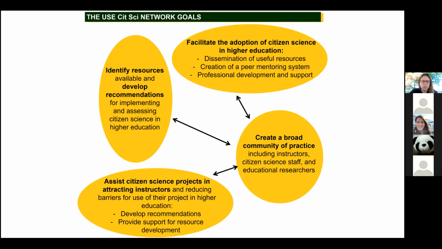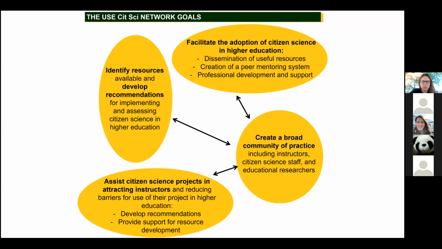So in general, for the next 5 years or so, our goals for the network are primarily to create this broad community of practice that includes instructors, citizen science staff, and educational researchers, in order to facilitate the adoption of citizen science in higher education. And we'll do this by things like disseminating useful resources that people can use, so people aren't having to create resources from scratch if they don't want to.